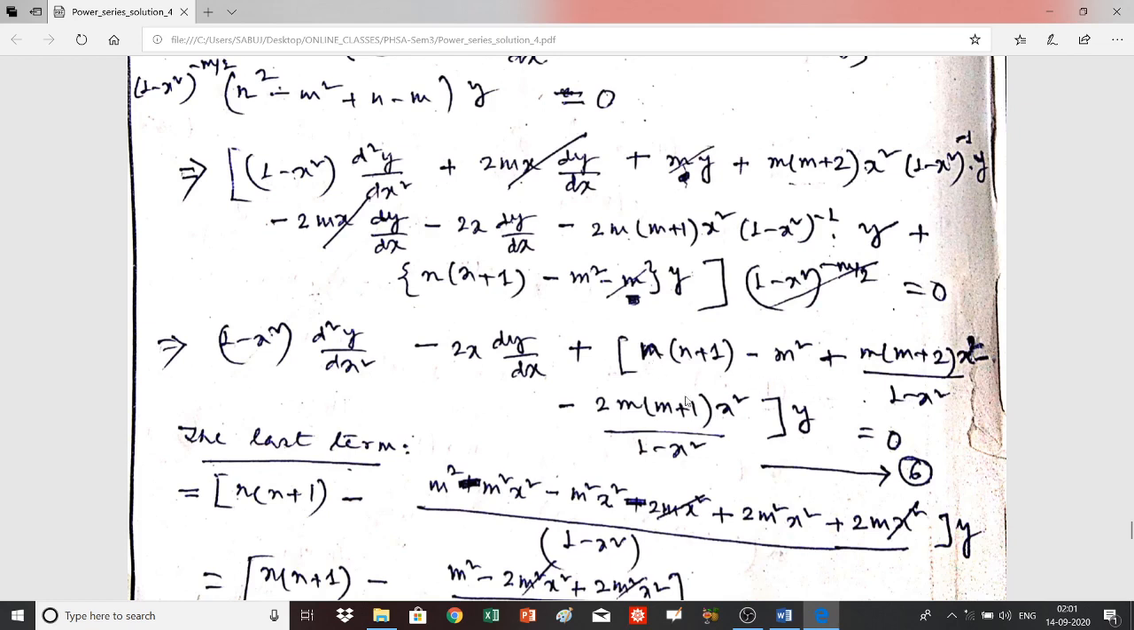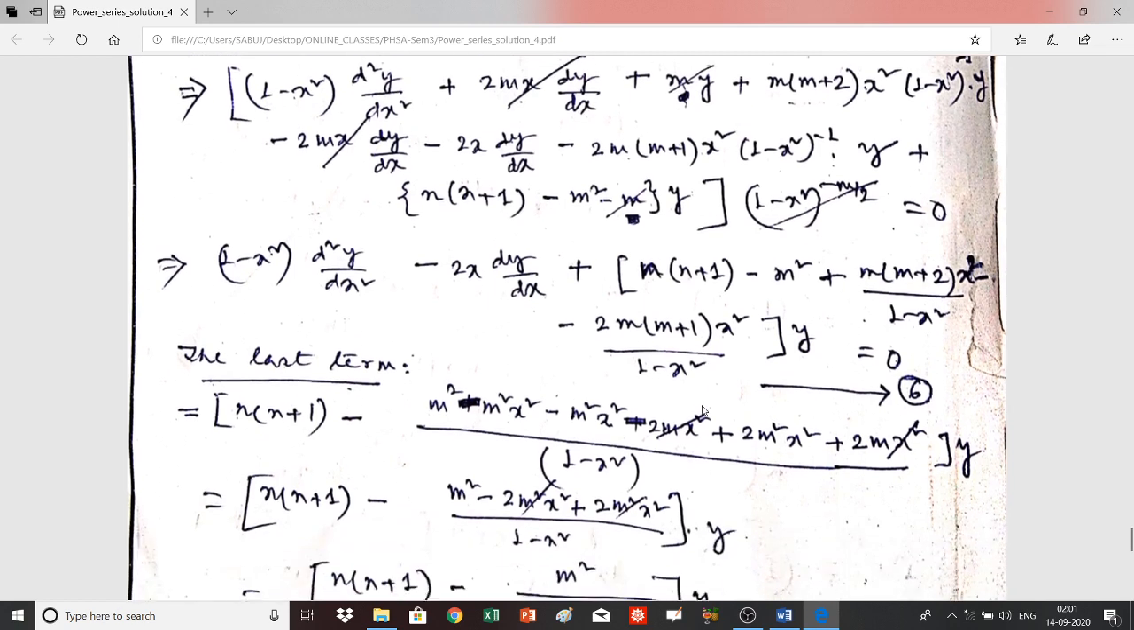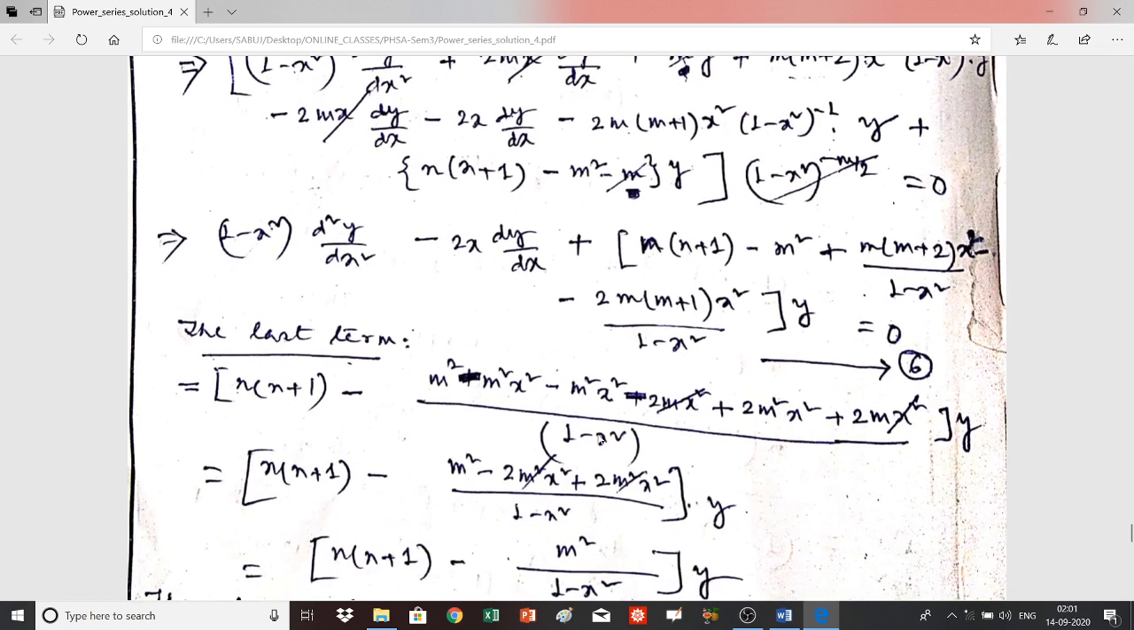Just simplify these three terms, this 4, 1, 2, 3 and 4 terms. So 1 minus x square should be multiplied with this. This n into n plus 1 is taken separately here, and from these 1, 2 and 3 terms, m square should be multiplied here, no negation is given here, so multiply this by 1 minus x square. So it is done here, and then this term is written here, and this term also is written here.